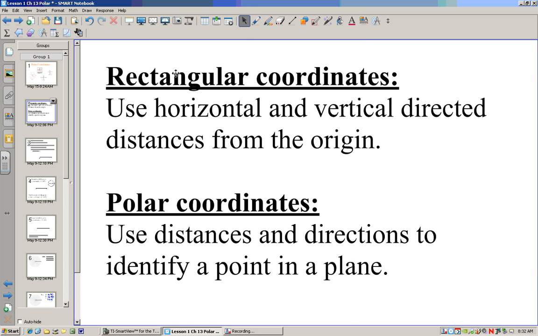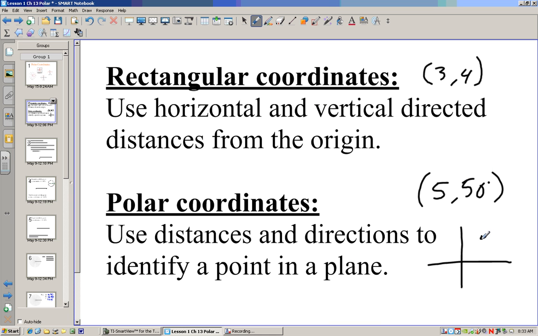Rectangular coordinates use horizontal and vertical distances to direct the distances from the origin. We would say we move 3 to the right and 4 up to get to a certain location. Now polar coordinates, they use distances and directions to identify a point. So they'll say the point is 5 away from the origin at 50 degrees. So what that means is you go out 5 units at 50 degrees up, so that is 5, and this is 50 degrees up.